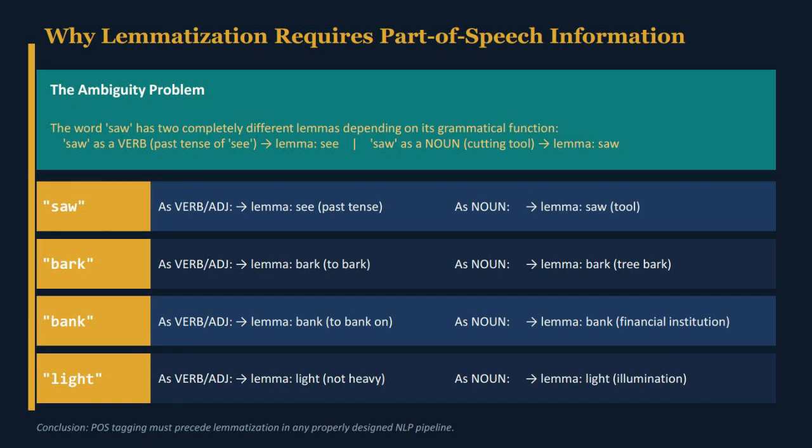There is one important complication. Lemmatization requires knowing the part of speech of a word to produce the correct lemma or the correct base form. The word saw could be the past tense of see, in which case its lemma is see, or it could be a noun referring to a cutting tool, in which case its lemma is saw, not see. This is why in NLP pipelines, part of speech tagging typically precedes lemmatization.